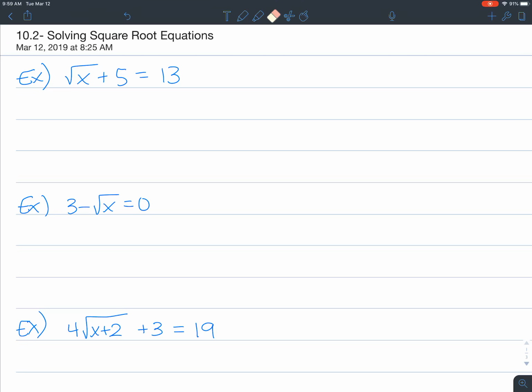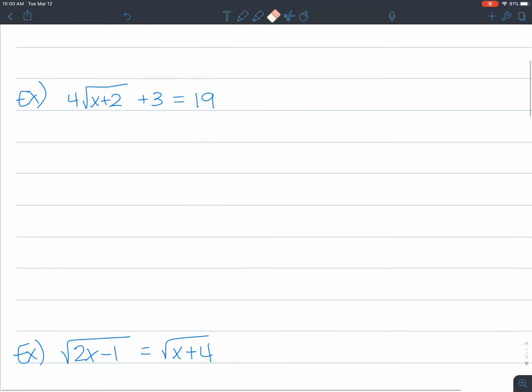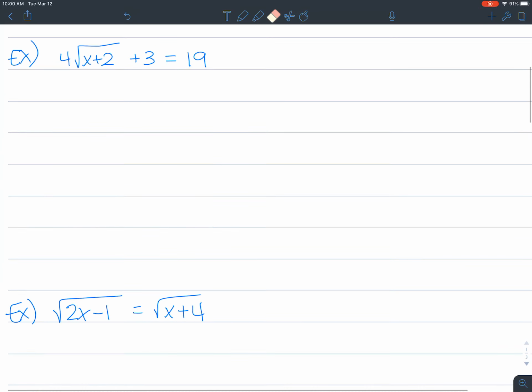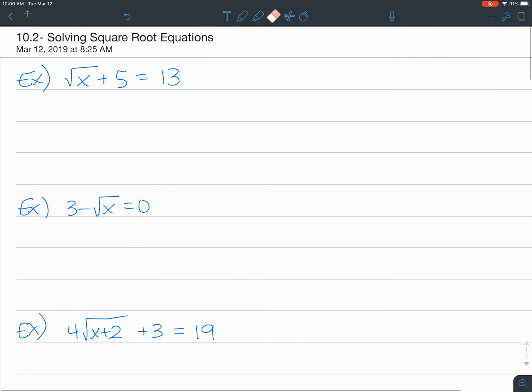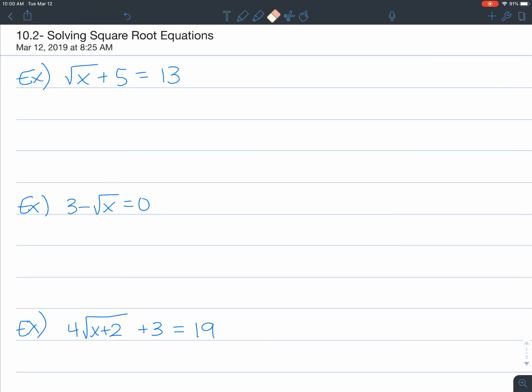So today we are going to be talking about lesson 10.2, which is solving square root equations. The square root of x plus 5 equals 13. We're going to do five different examples today. And basically the goal is to solve for x.